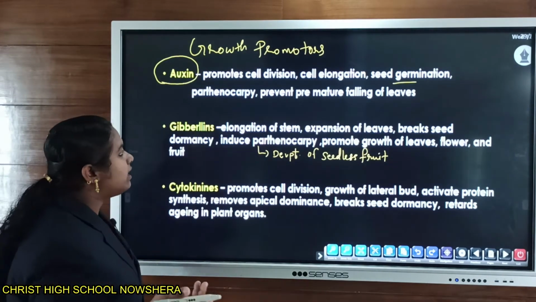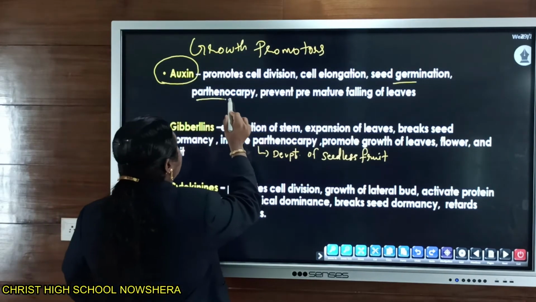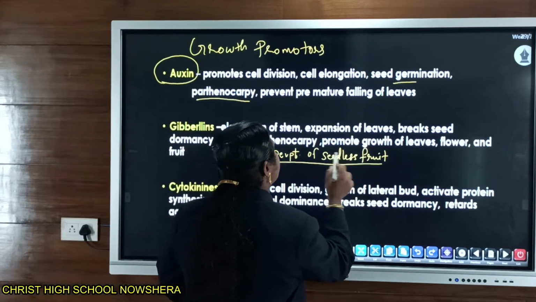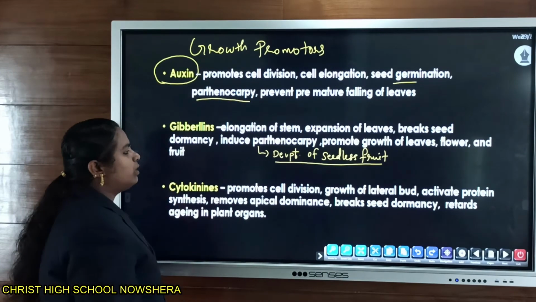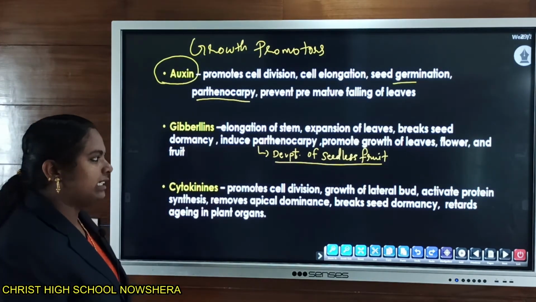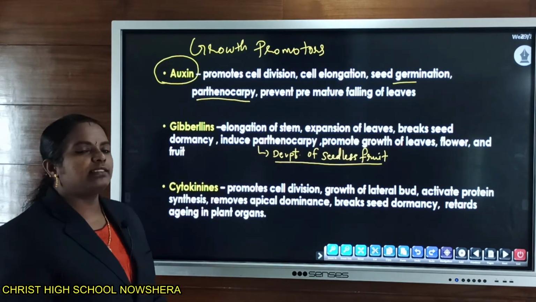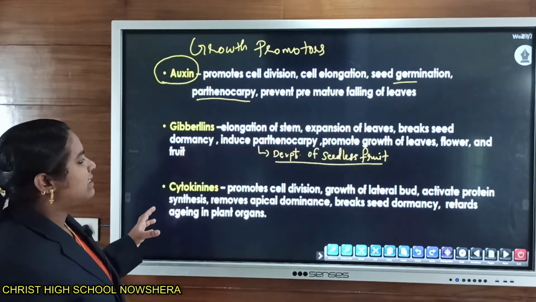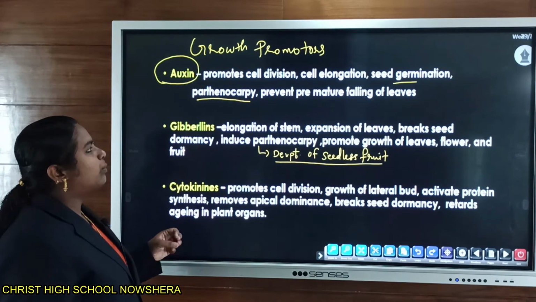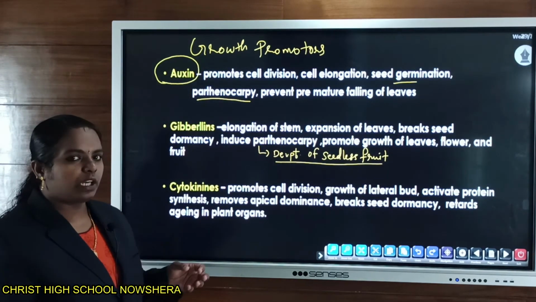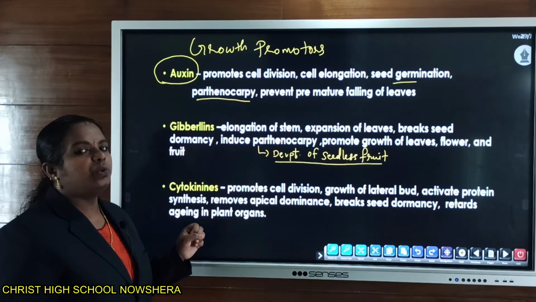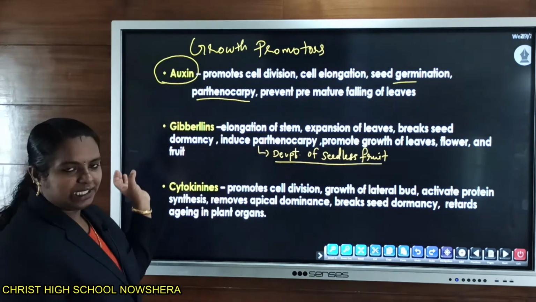Not only that, they promote parthenocarpy. Parthenocarpy means the development of seedless fruit. The formation of fruit without seed, or the development of seedless fruit, is known as parthenocarpy. So auxins induce parthenocarpy, that means the development of seedless fruit is induced by the action of auxin.